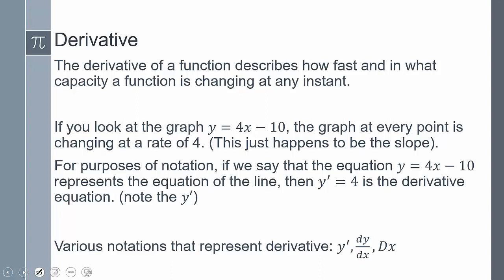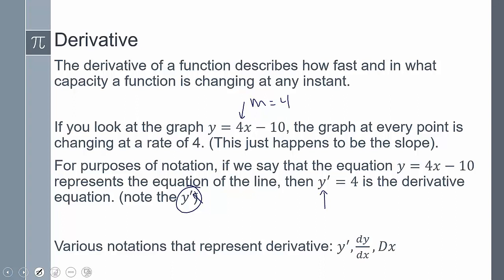Now if you look at this graph here, y equals 4x minus 10, the graph at every point is changing at a rate of 4, right? Because I can just look at that and be like, hey, yeah, my slope is going to be 4. Now for the purposes of notation, if we say that the equation y equals 4x minus 10 represents the equation of the line, then y prime equals 4 is the derivative equation. Note, this little symbol here means that it is the equation representing the derivative.